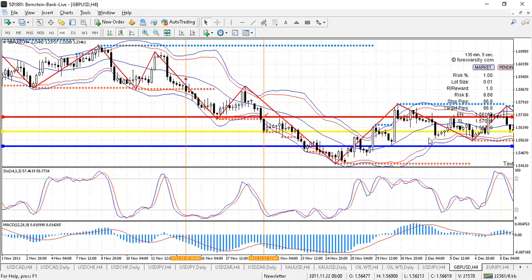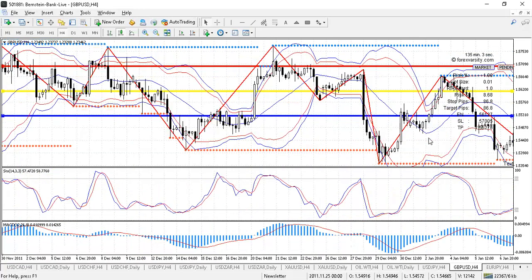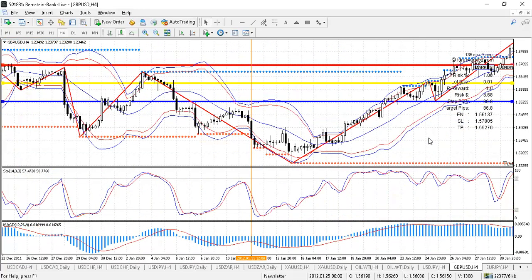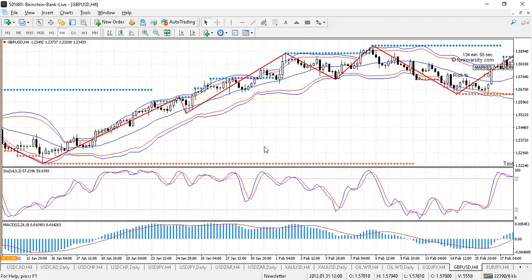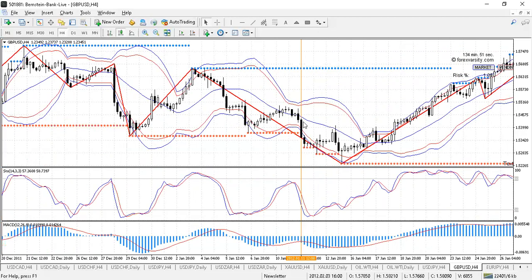So guys, I hope that gives you an idea of how to trade the breakouts. Make sure not only does the level get broken, but that you see a significant candlestick, one which is longer than most of the rest of them. Make sure that it breaks the Bollinger Bands, and then make sure that the stochastic is either below the 50 if you're selling, or above the 50 if you're buying.